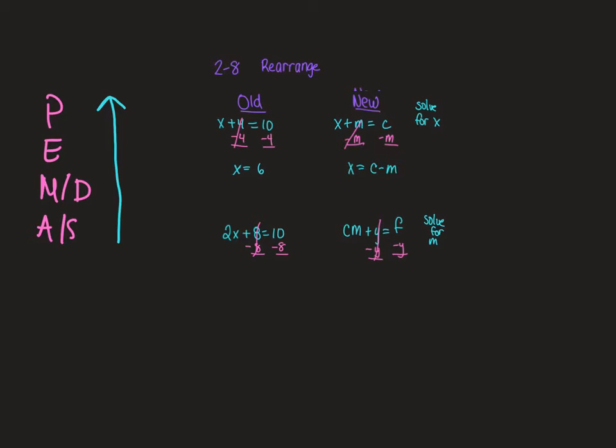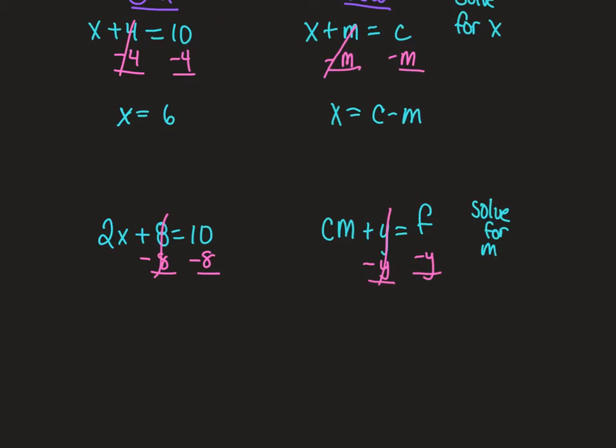We're going backwards. So in this case, I don't want to divide by 2 yet, because that step is up here. I want to subtract 8, because that step was down here. Add or subtract first, then multiply or divide. Okay, so back to this. On the left, I would have 2x equals 2. Over here, I would have cm equals f minus y.